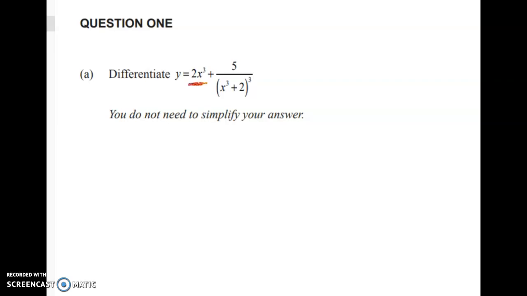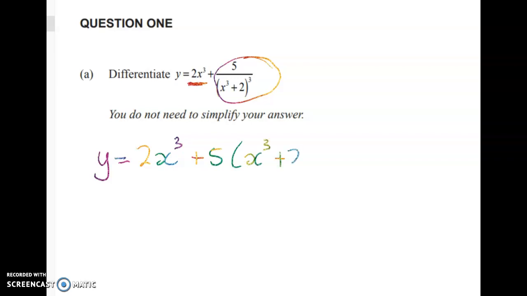Well, we've got y equals 2x to the power of 3. That's fine. This needs to be put into negative power form. So I'm going to start by rewriting like this. So it's 5 times x cubed plus 2 to the power of negative 3. Right, now what do we need to do to differentiate? Well, the first term is straight out of level 2. It's going to be 6x squared.